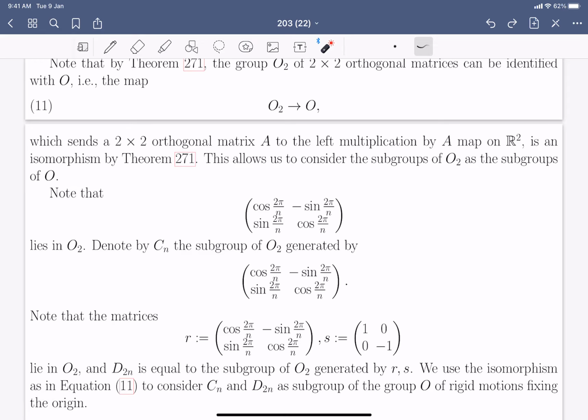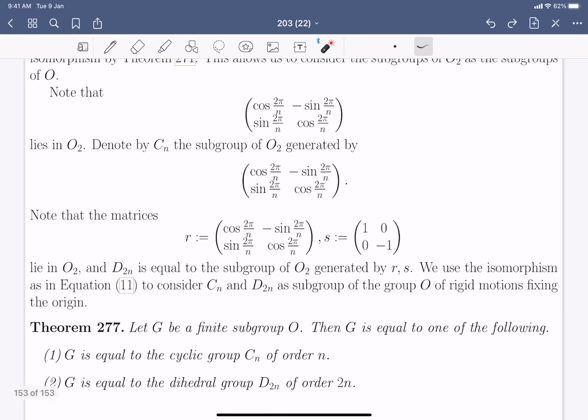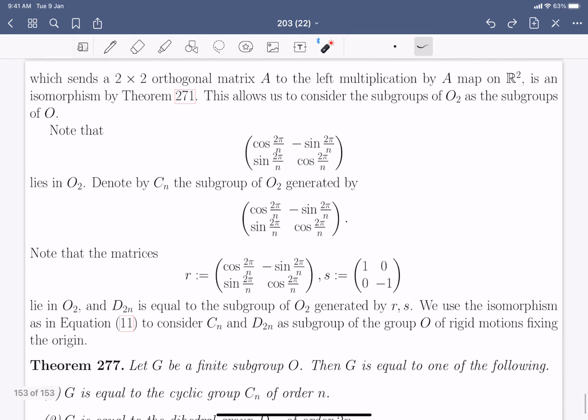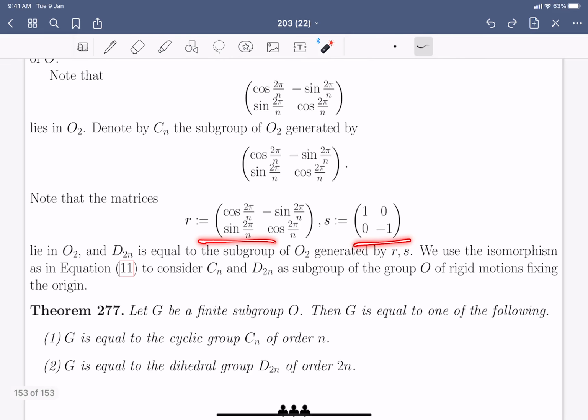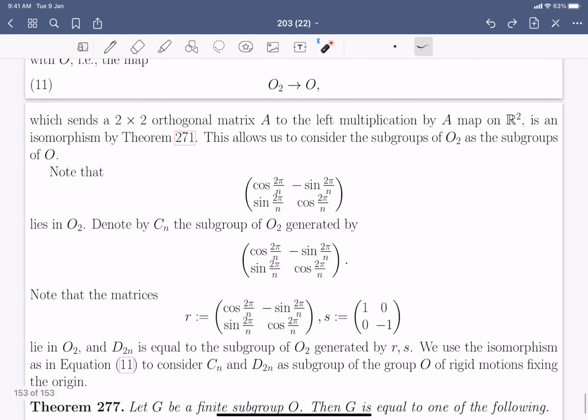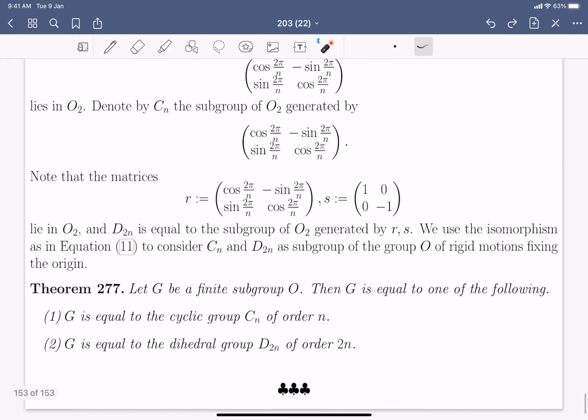And this allows us to consider the subgroups of O2 as subgroups of O. For instance, this matrix lies inside O2, and the group that it generates, if we denote it by Cn, can be thought of as a subgroup of O. And also these two matrices generate the subgroup D2n. Now one can identify D2n with a subgroup of this group O, which is the subgroup of M consisting of the origin-fixing isometries of R2.